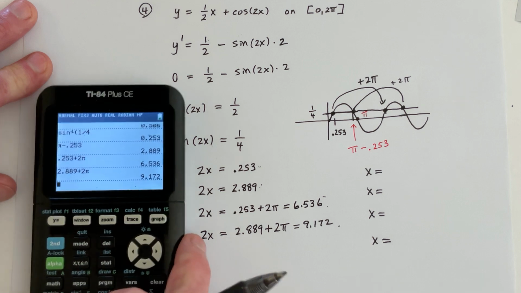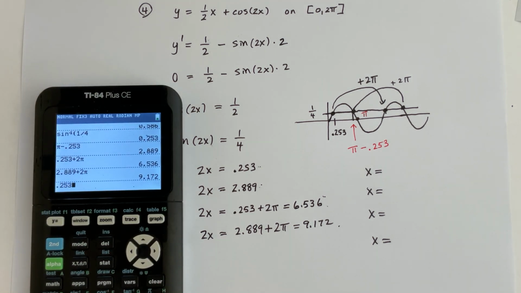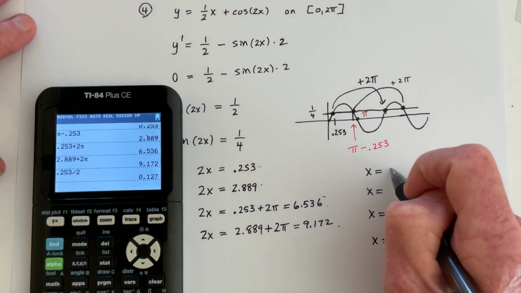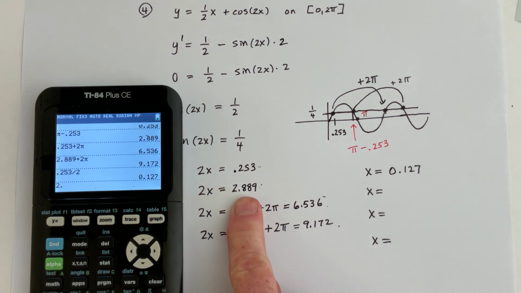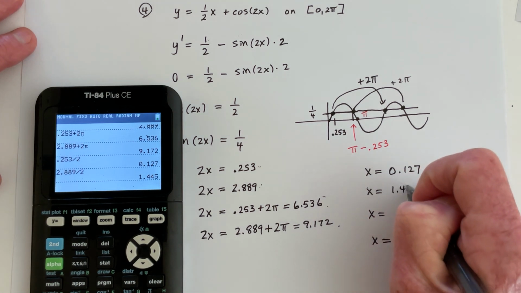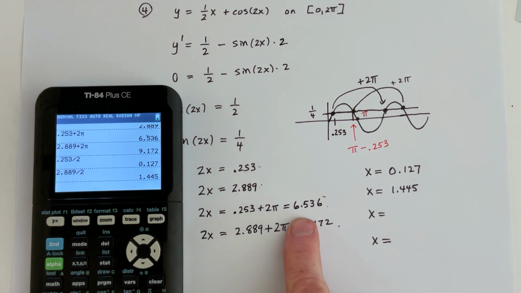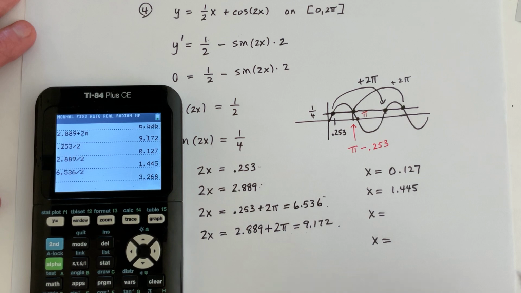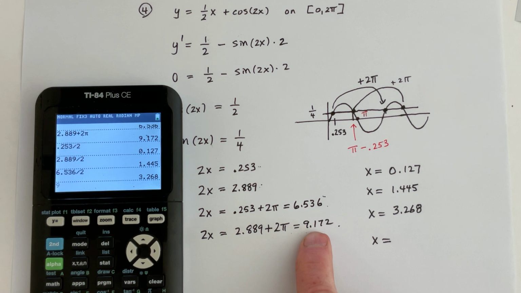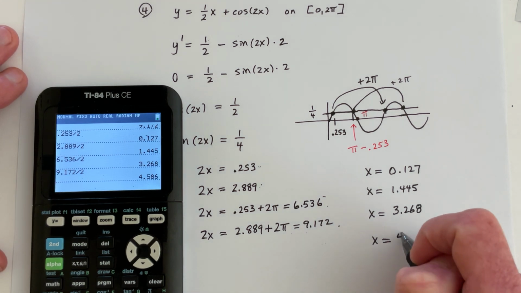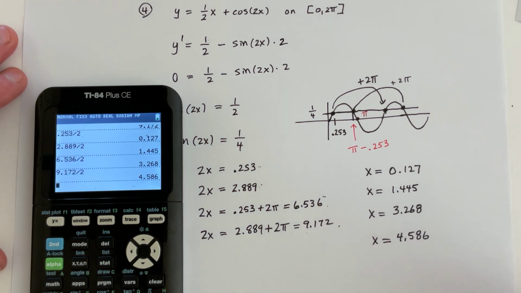So divide by 2, 0.253, divide that by 2, so 0.127, and then take this one and divide by 2, 1.445, divide this one by 2, 3.268, and finally 9.172, divide that by 2. So 4.586.